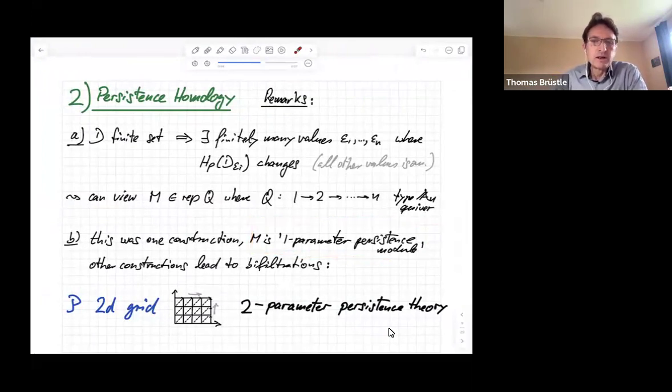But in general, there's more advanced versions where you have bifiltrations of topological spaces. So you would have two parameters, say the radius and the density parameter or something. So your poset would really be in this case a two-dimensional grid. We study representations of that poset, and this is then called two-parameter persistence theory. And there's also more general posets that could occur.